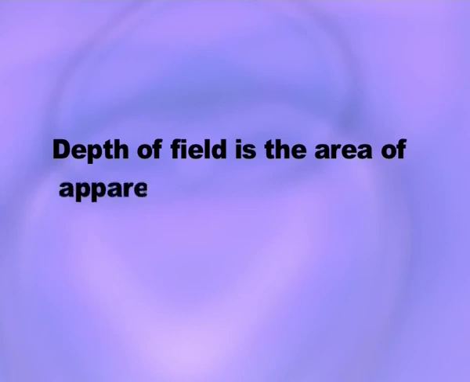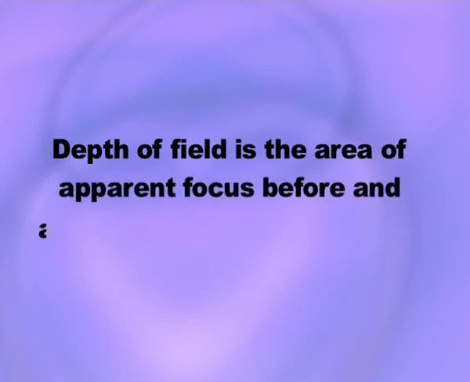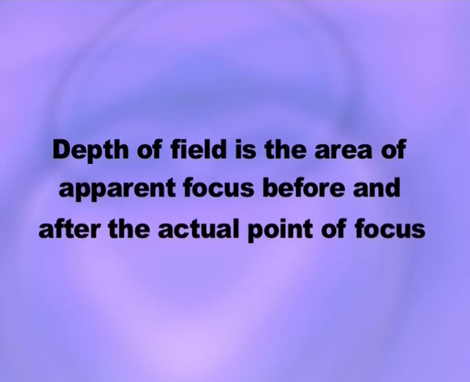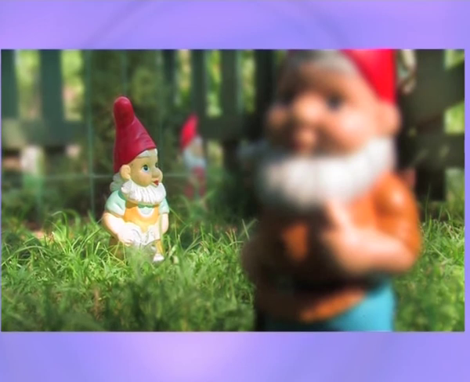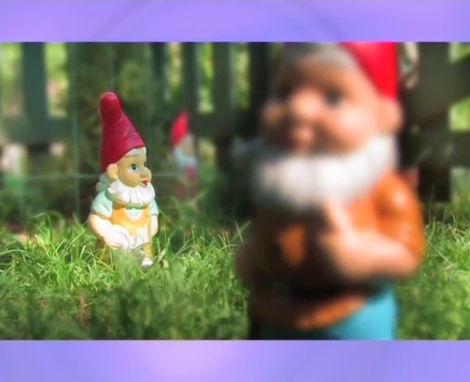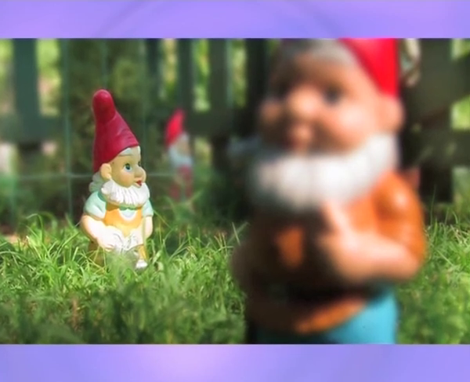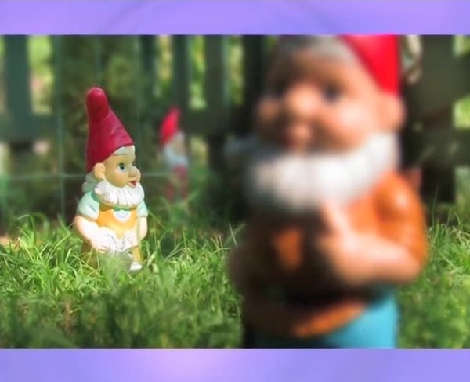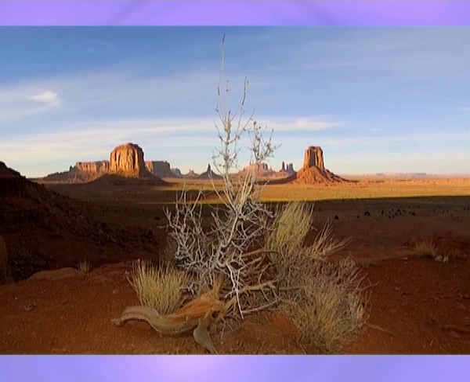Depth of field is the area of apparent focus before and after the actual point of focus. To explain this better, you must have seen images where a certain line or a certain object is very sharply visible in focus, but areas behind and in front of it look blurred. On the contrary, you may have come across images where everything, the first person, the person behind and the person even behind, looks very sharp. This is what is depth of field.